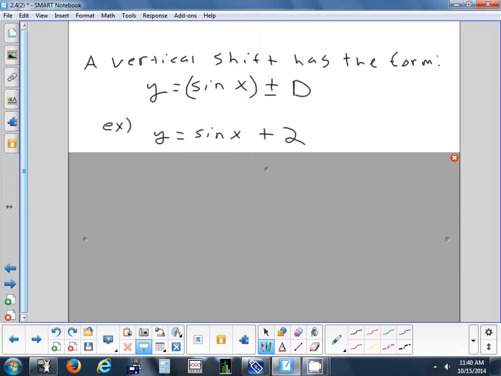Are you doing a plus like that? That's a phase shift. Or are you doing it like that? That's a vertical shift. What if I put parentheses around the two? That doesn't change anything. That's still a vertical shift.